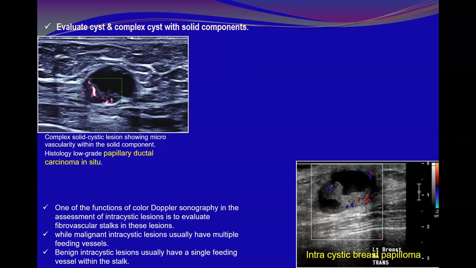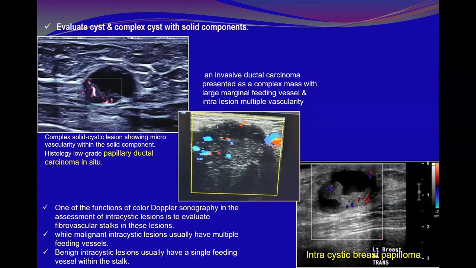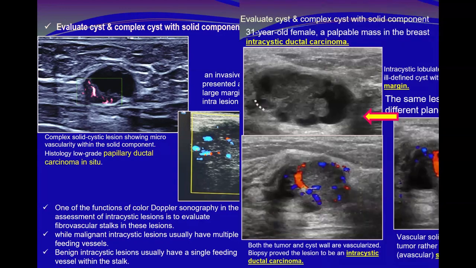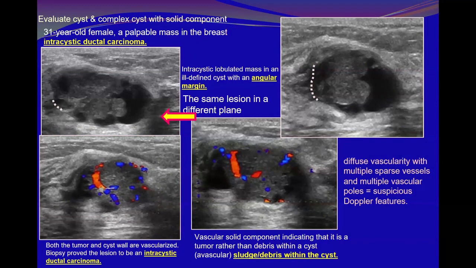One function of color Doppler is to assess the intracystic lesion and evaluate, as we mentioned, the fibrovascular stalk. Generally, intracystic malignancy has multiple feeding vessels, while benign has a single feeding vessel. This is my patient, a complex cystic mass with solid components. Look at the vascularity: multipolar vascularity, and it was proven to be invasive cancer.